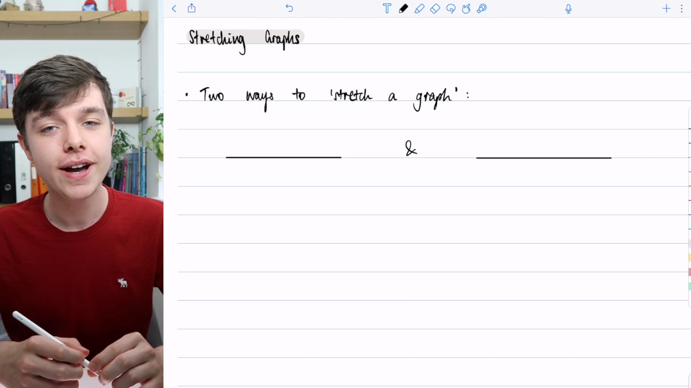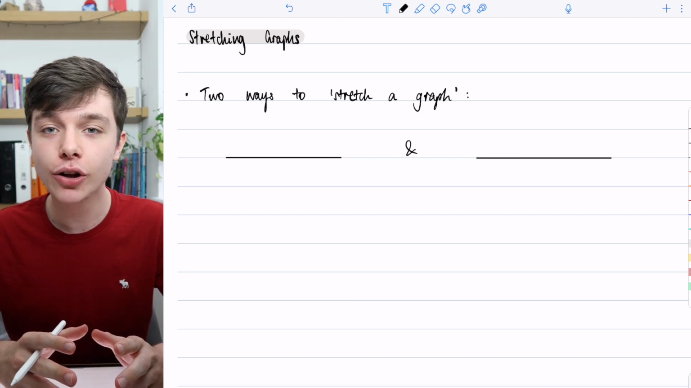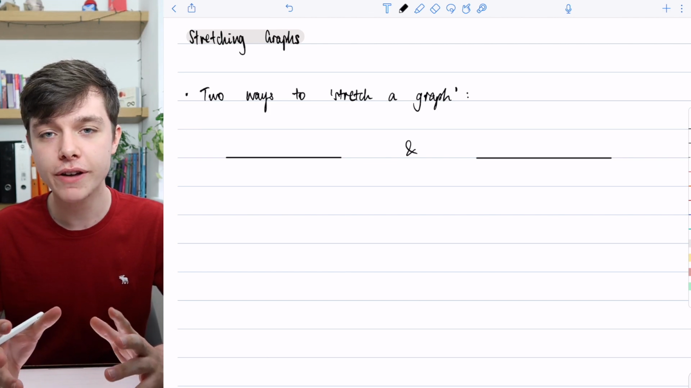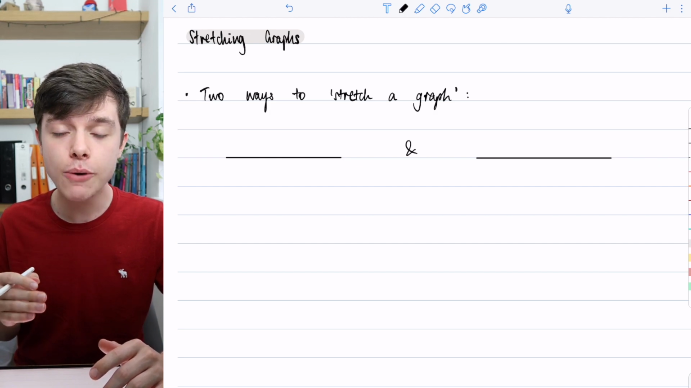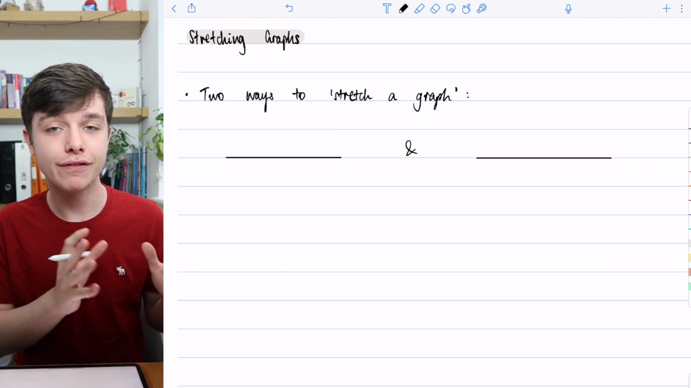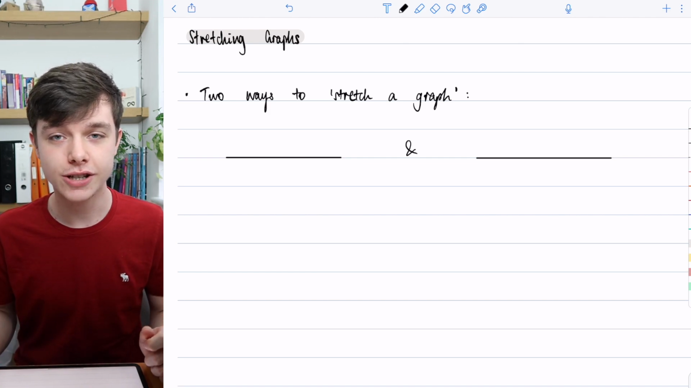In this video, we're going to have a look at stretching graphs. In the previous video, we had a look at translating graphs, and we found that there's two ways to do that. We can translate a graph up and down, or we can translate a graph left and right. So vertical translation or horizontal translation.